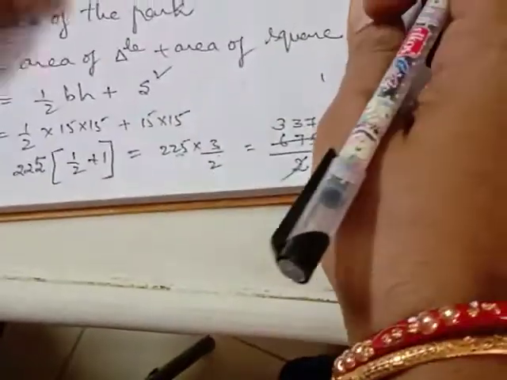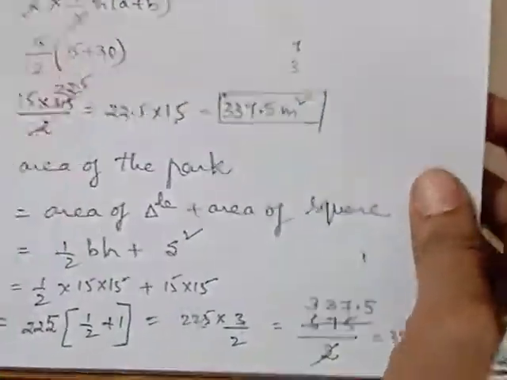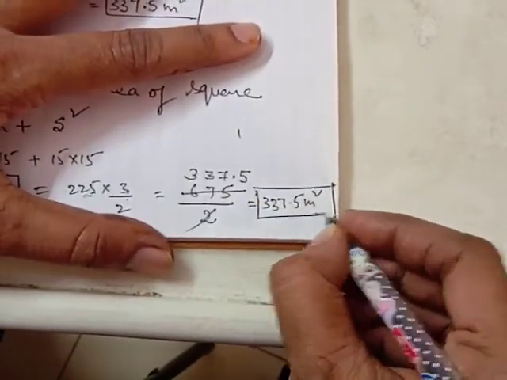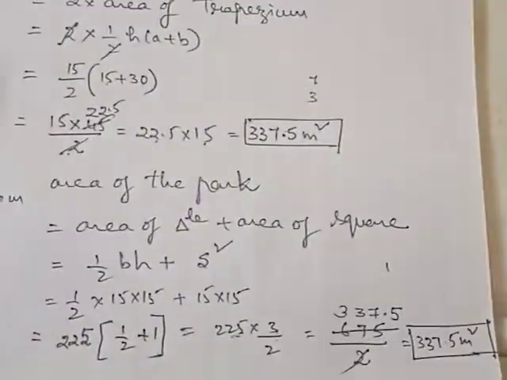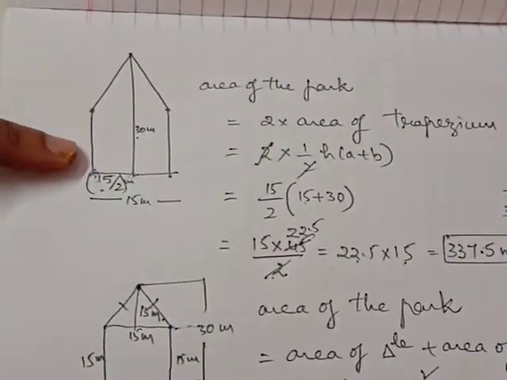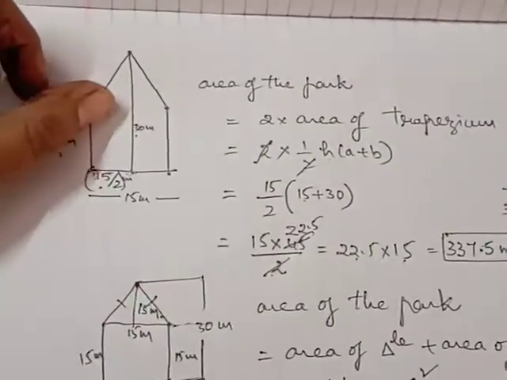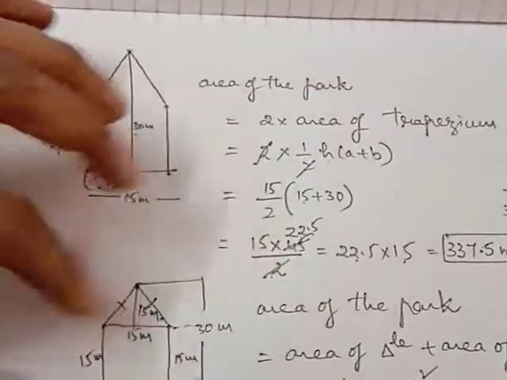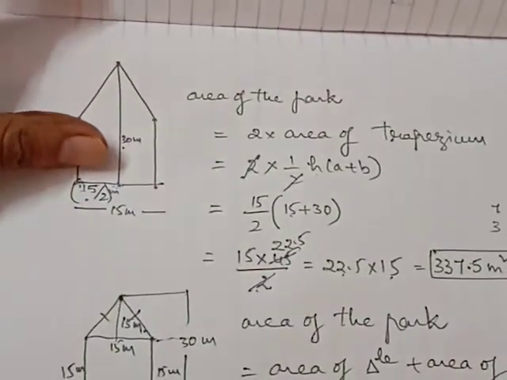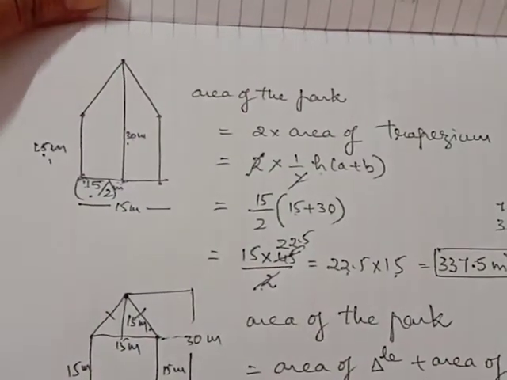This is Jyoti's method, and this one is Kavita's method. So in this question, there are two ways to find the area of the given figure. You can do it in any one method. Here you have to suggest any other method. Anyone can suggest another method, and you can find the area in that method also. Okay.